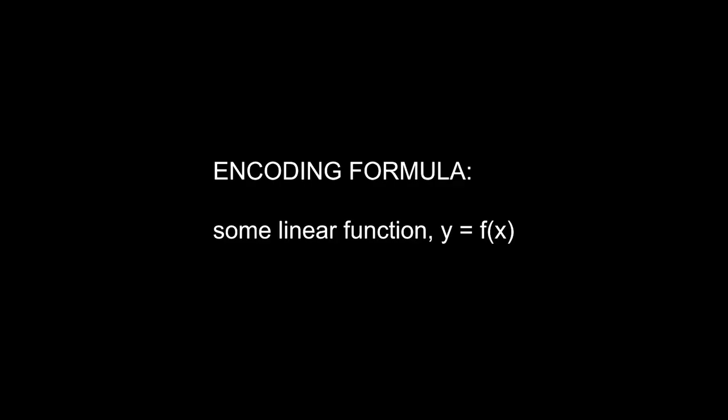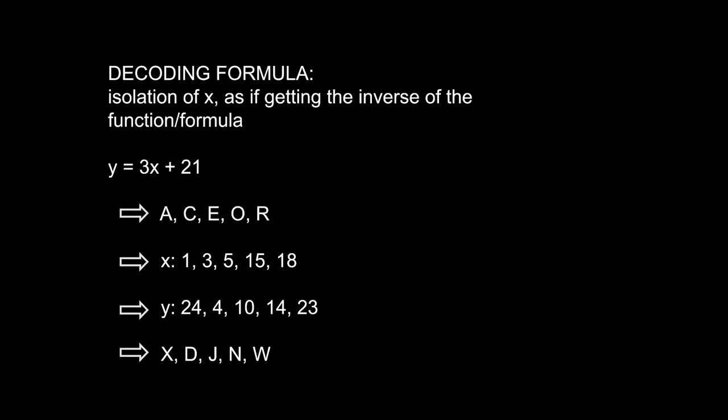How do we apply the coding? We start with an encoding formula. An encoding formula is most simply represented by some linear function, let's say y equals f of x. Of course, eventually, to be able to decode a message, you have to isolate x in that formula, just as if you were getting the inverse of the function or the formula. So think of y equals, let's say, 3x plus 21.